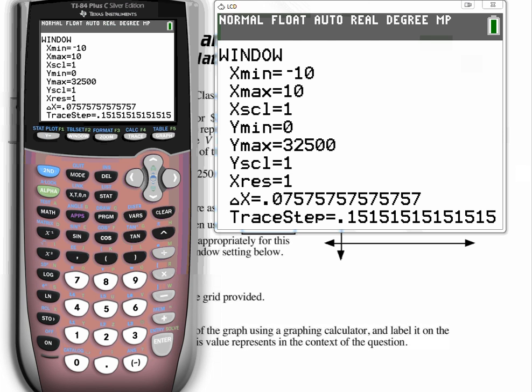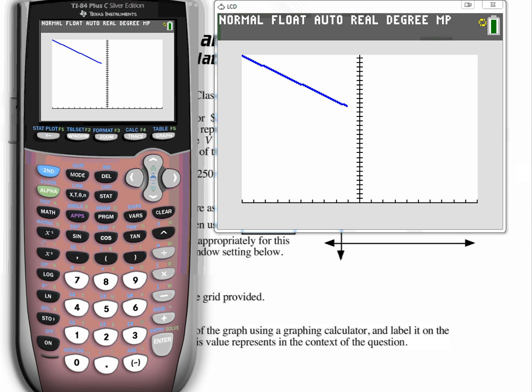Now, you might want to play around with your scale because right now it's trying to make 32,500 ticks. We can maybe make it every 1,000 or 100. It's up to you. I'm going to do 1,000. Okay, now let's see what that looks like. Now can we see our x and our y axis?